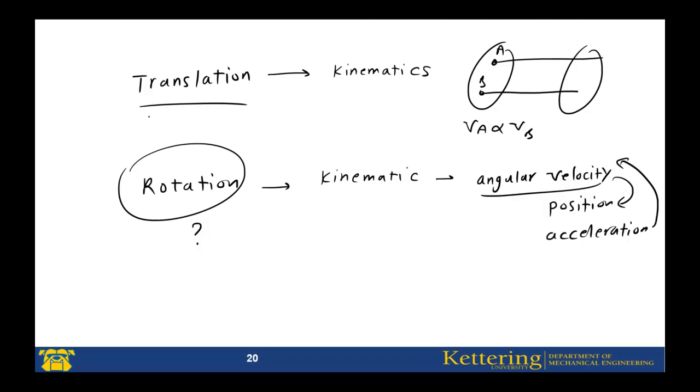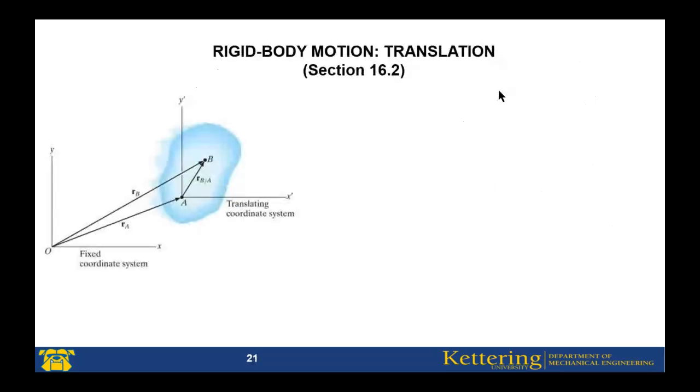Now, first, for a translation motion, this one is the type of translation. Then move to the next slide. If this one is the rigid body, I want to relate the position of A with the position of B. This one, the blue one, is a rigid body.